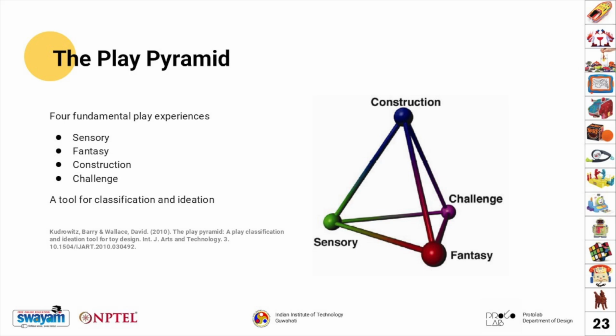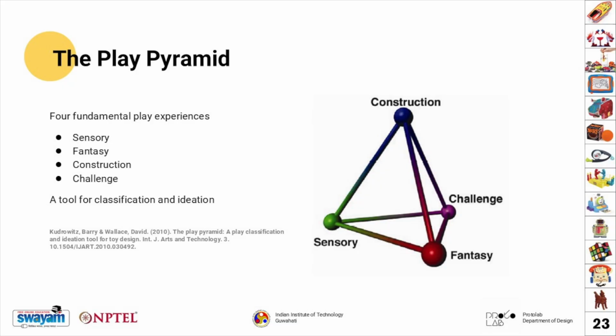This framework treats play not as a developmental stage, but as a set of experiential dimensions that any toy can afford. What kind of play does this toy primarily invite? Where does its play value come from? And how might we shift it to create new experiences? This leads us to the idea of the play pyramid, a design tool rather than a psychological theory. It does not explain children, it helps designers think about toys.